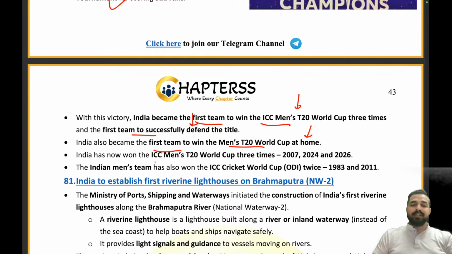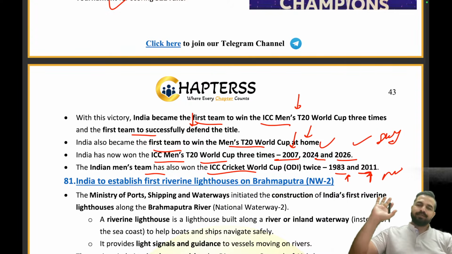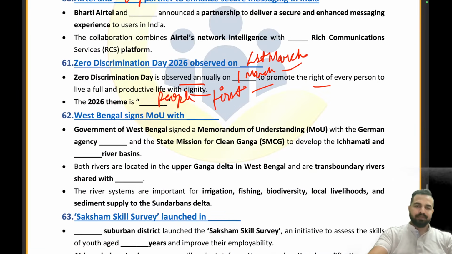India has now won the ICC Men's T20 World Cup 3 times: 2007, 2024 and 2026. The 2007 World Cup was won under the captaincy of MS Dhoni, 2024 under Rohit Sharma, and 2026 under Surya Kumar Yadav. The Indian men's team has won the ICC Cricket World Cup twice, in 1983 under Kapil Dev ji and 2011 under MS Dhoni ji. Clear everyone? We are done with all these articles.